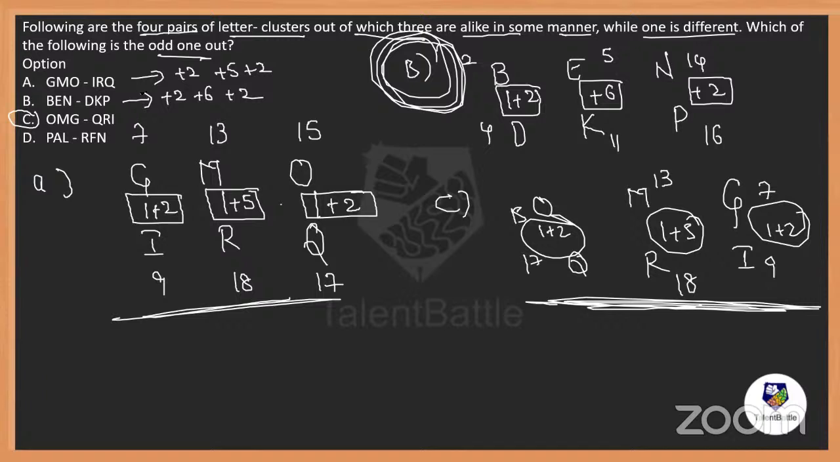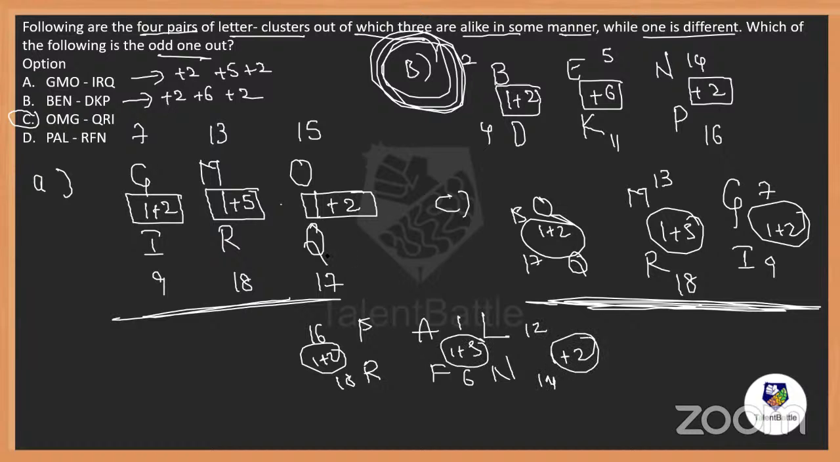So what is the answer? Option B. Even if you check the last option, it will definitely be plus 2, plus 5, plus 2 itself. There is no necessity to check, but I will show you. See here, plus 2. 1 to 6, again plus 5. 12 to 14, plus 2. See, all of these three are following plus 2, plus 5, plus 2. Only B is not following it. So what is the answer? Option B. So that is the odd one.